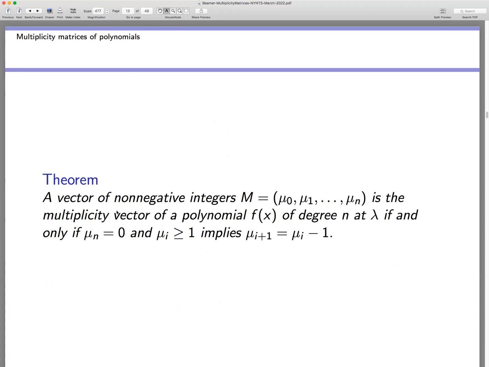What does this say? Vector of non-negative integers. Maybe it just says the same thing. I'm not sure why it's repeated. The vector, yeah.